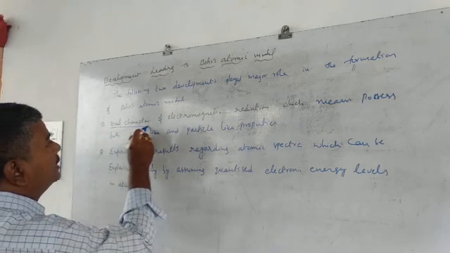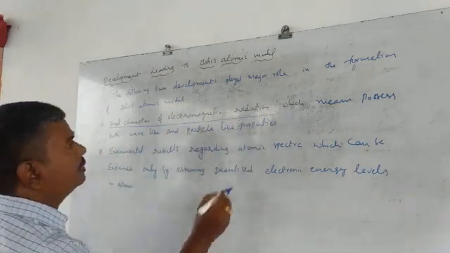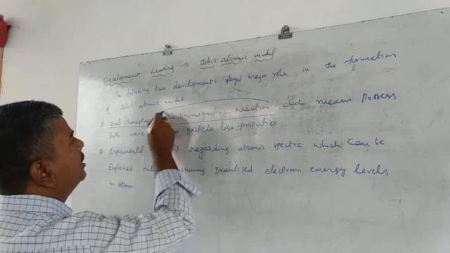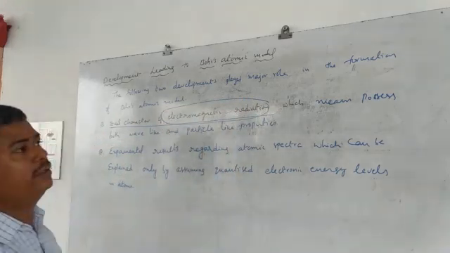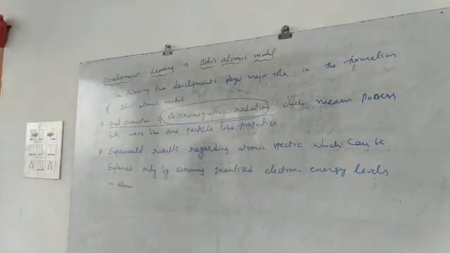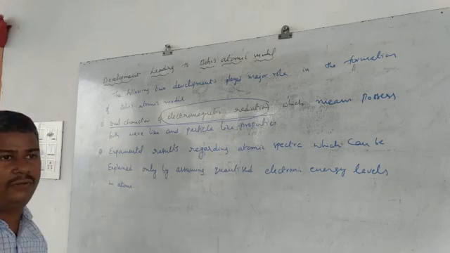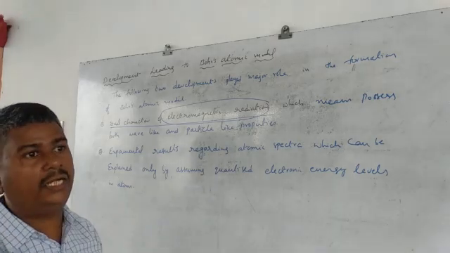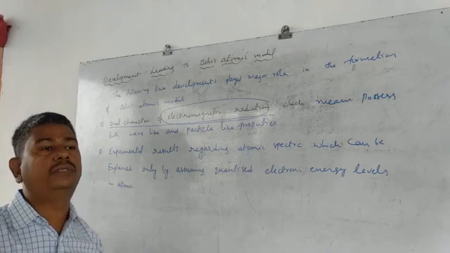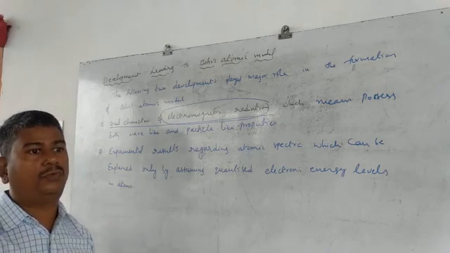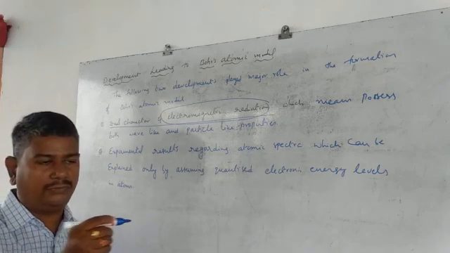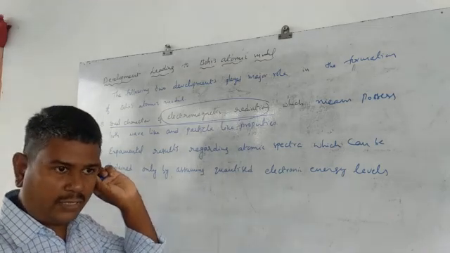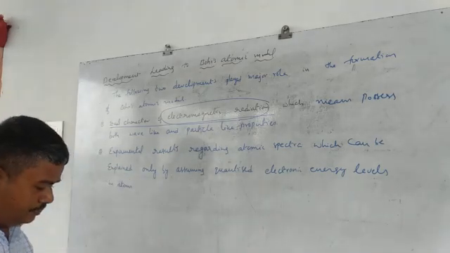So here we discuss the dual character of electromagnetic waves. Before going there, what is electromagnetic radiation or what are electromagnetic waves? That will be discussed now. What are electromagnetic waves or electromagnetic radiation, what are their characteristics and how are they distinguished? That will be discussed now.